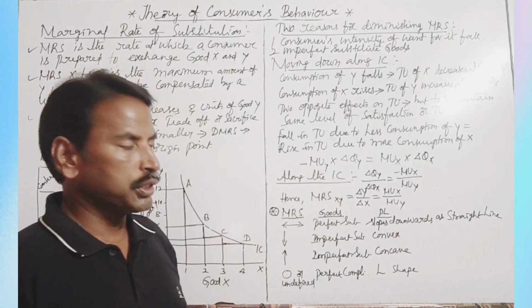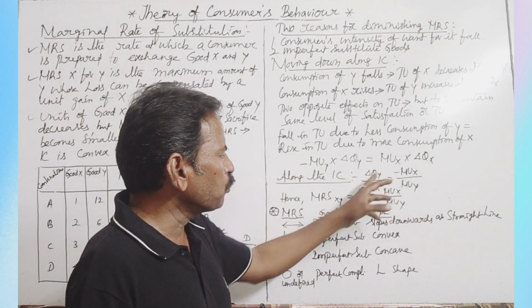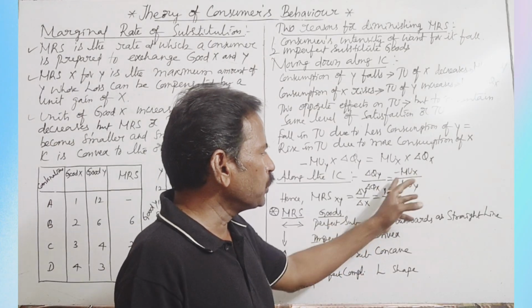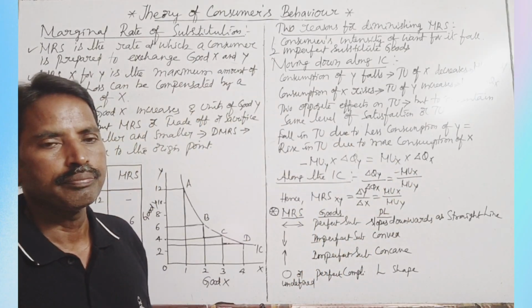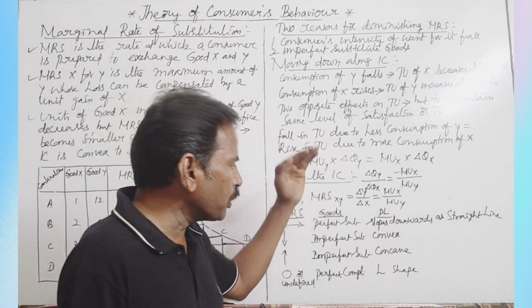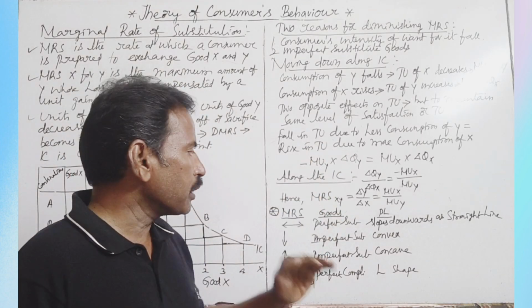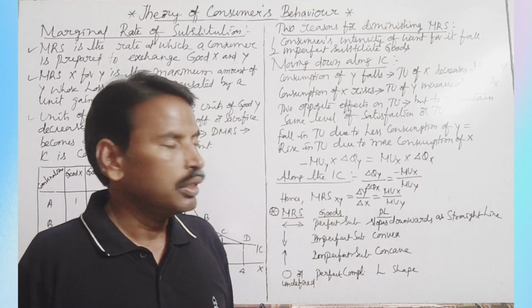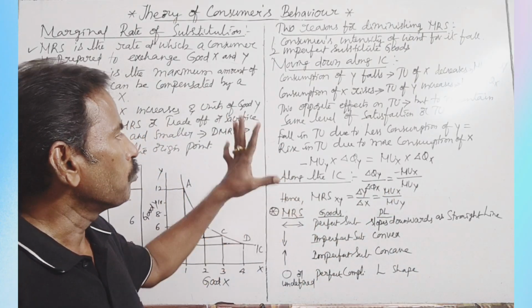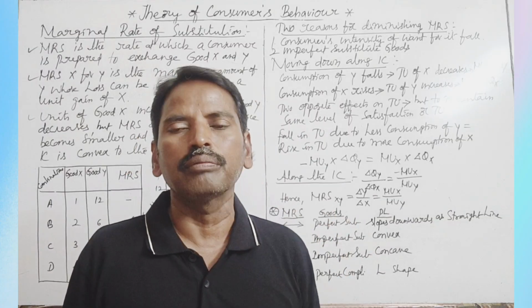Along the indifference curve, delta QY by delta QX is equal to minus MUX by MUY. Hence MRS XY is equal to delta Y by delta X, which is equal to MUX by MUY. This is called marginal rate of substitution.